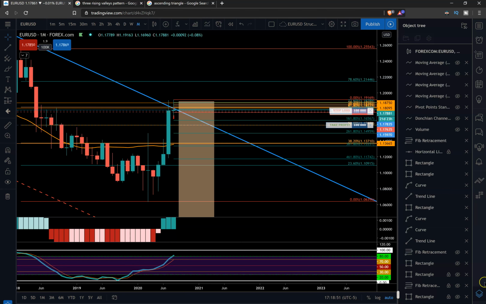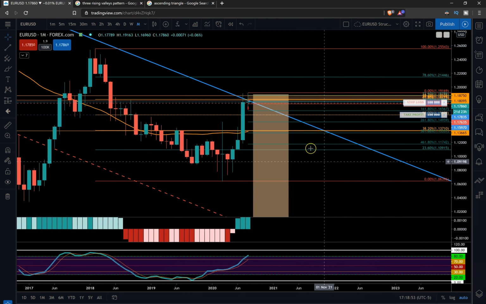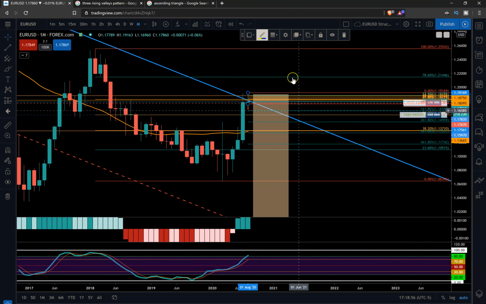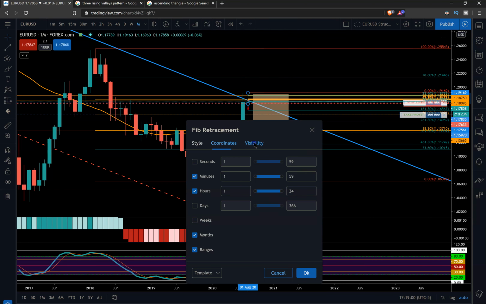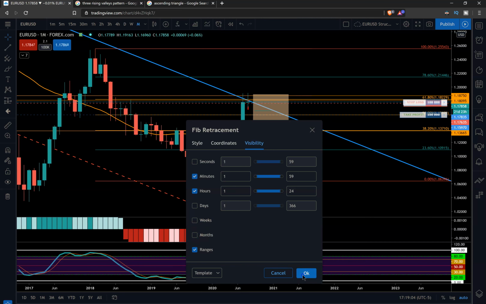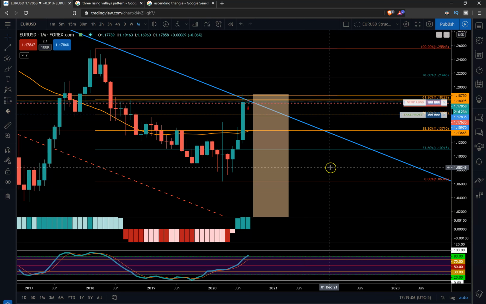You have to go into the objects tree to get rid of some of it. Actually, what I should do is take it off the monthly. There we go. Yeah, so we've been at a 60-something percent retrace.